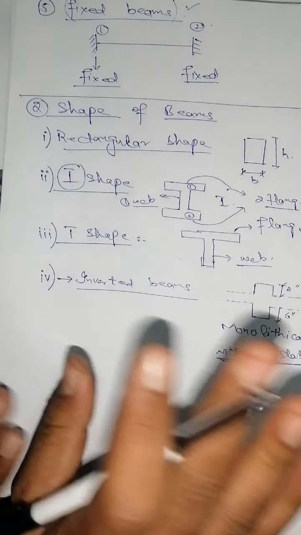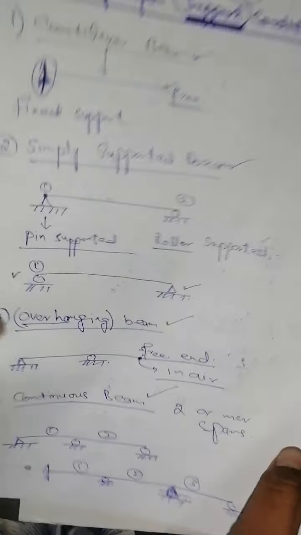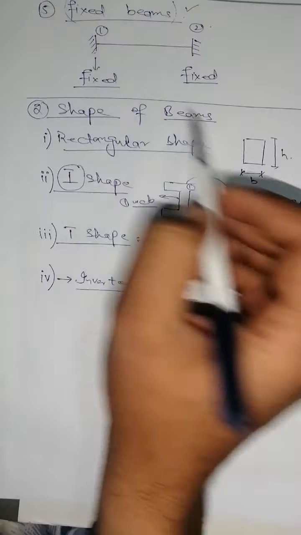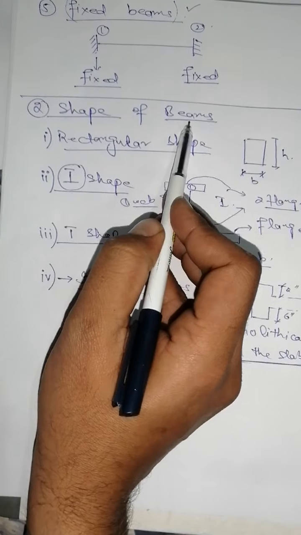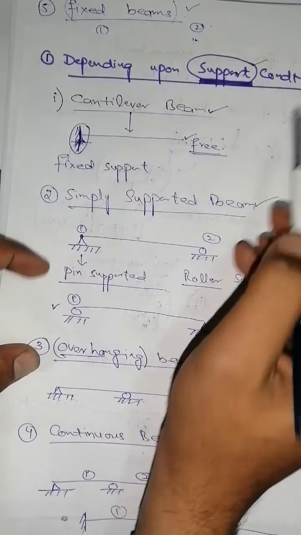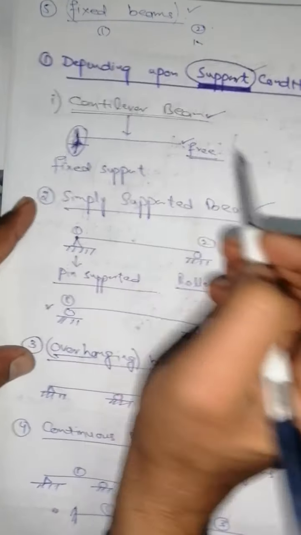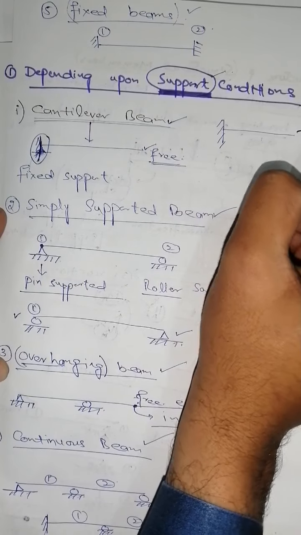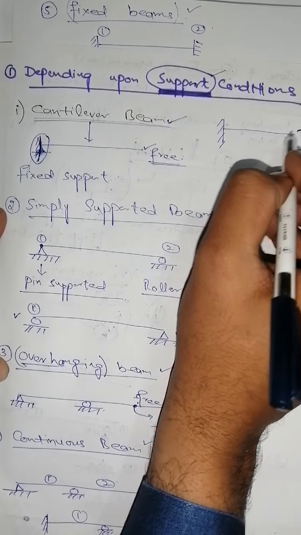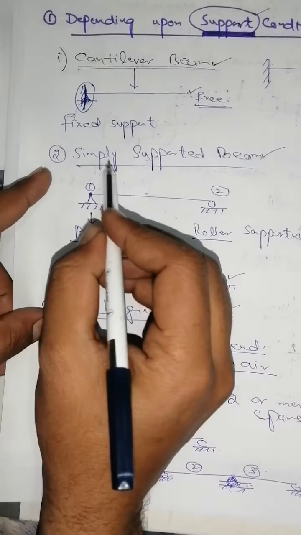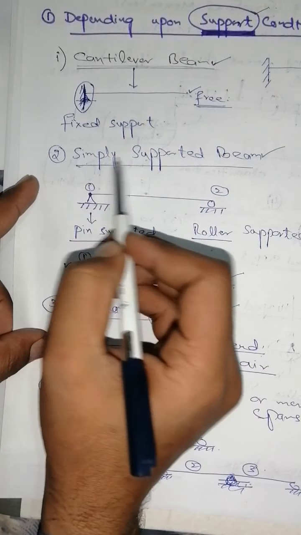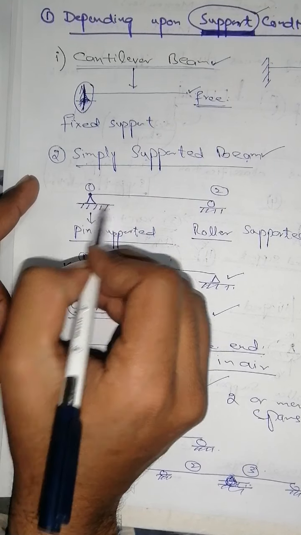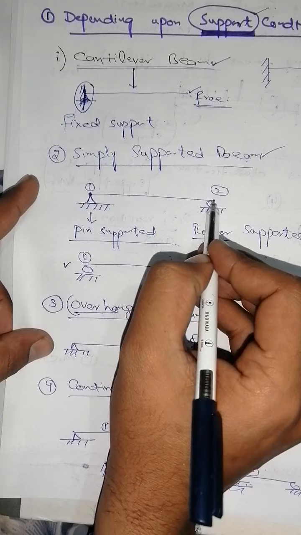So we have these two criteria of the classification of beam. First of all, depending upon the support conditions, and the second criteria is depending upon shapes of beams. Depending upon the support conditions, we have cantilever beam. A cantilever beam is a beam having one end fixed and other end free. Free means there will be no support on this end. Second type of the beam depending upon support condition is simply supported beam, that will have pin support or hinge support at one end and roller support at the other end.